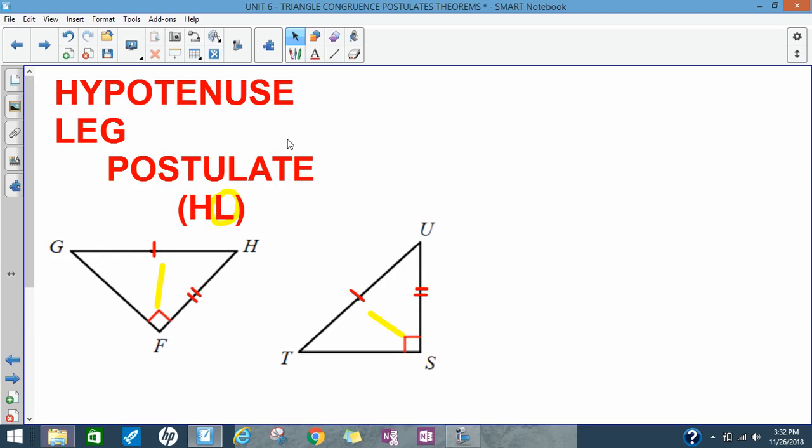So those are 5 shortcuts to showing triangles are congruent. All you need to know are 3 pieces of information, and as long as they create one of those postulates or theorems, then we can say the triangles are congruent.